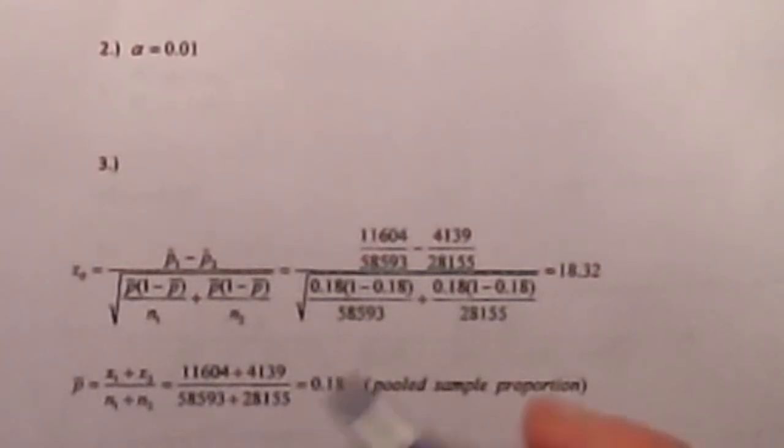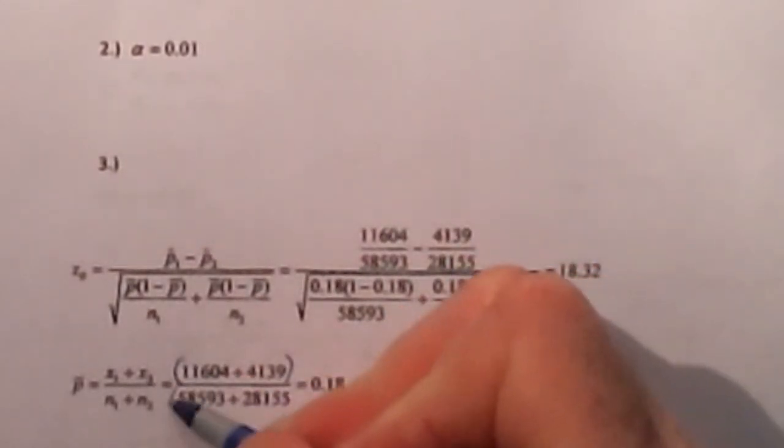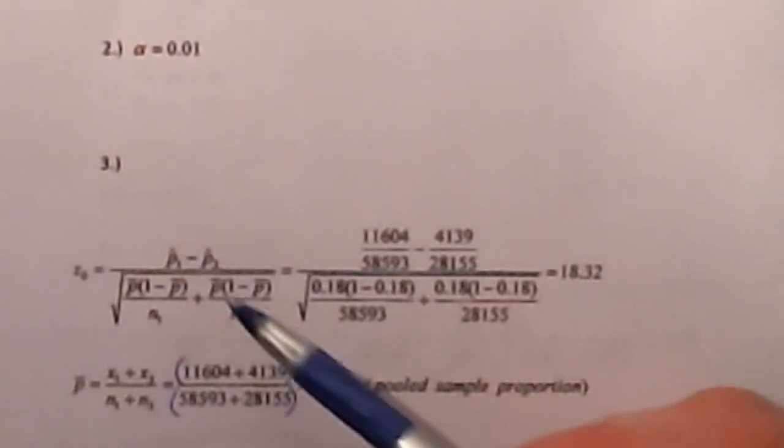And when you crank this out on your calculator, make sure you enclose your numerator and your denominator inside parentheses to stay off a logical error. When you compute this ratio, you get 0.18. So that is called p-bar. We take p-bar now, this 0.18, and we bring it up into this formula here to compute our test statistic value.